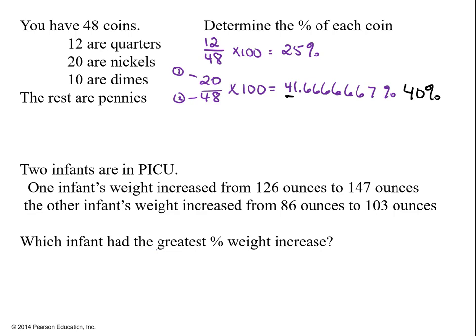So now what about this one? So 10 are dimes. So that's 10 out of 48, whatever answer you come up with, multiply it times 100. So what about this one? How many significant figures in 10? 1. How many significant figures in 48? So my answer has to have just 1. So 20.83333 rounds to just 20.